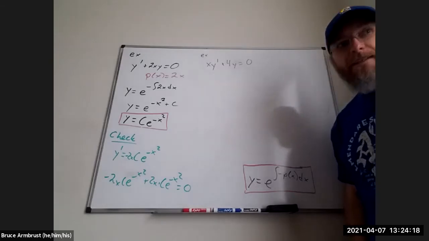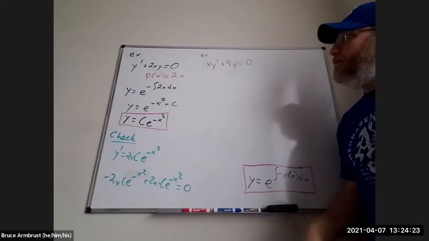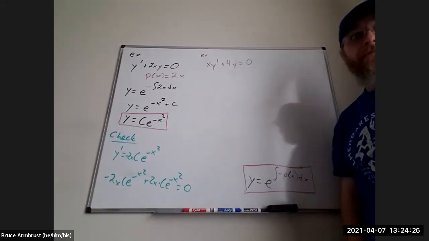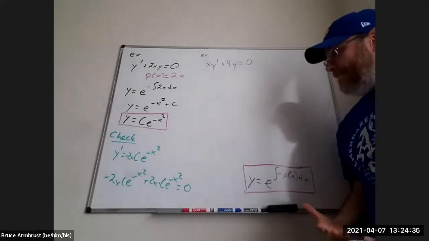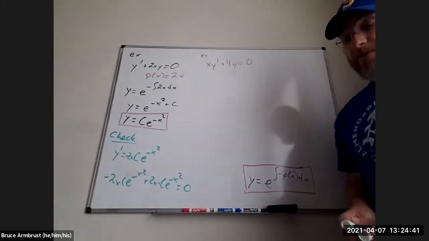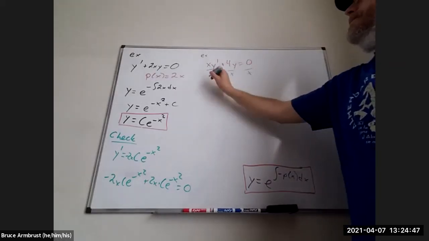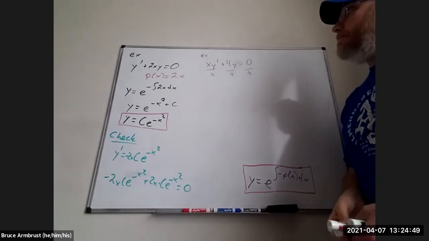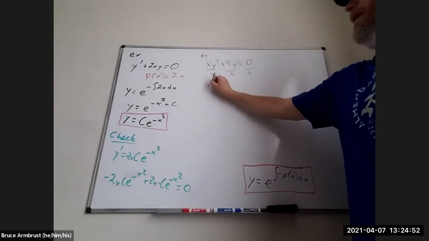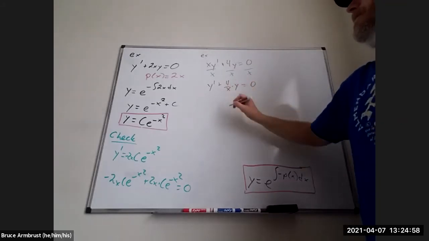Oh, Bradley, I got you. It's not actually 4. What's different about this one that we didn't have before? The P of x is on the y prime. Okay, so there's something on the y prime, and we can't have anything on that y prime. We need it just to be y prime. So what we have to do first is divide everything by x. So that this turns into y prime plus 4 over x times y equals 0.